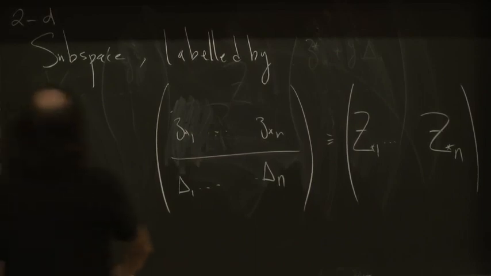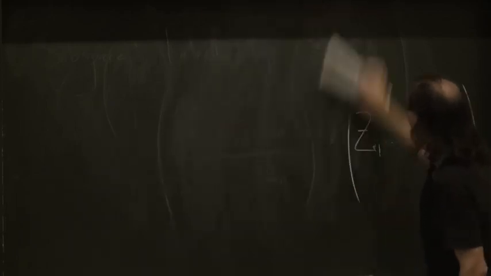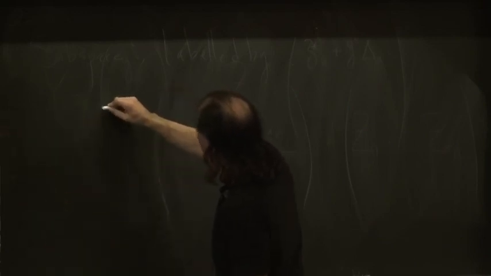But that's not enough. Now I don't have y anymore. I want to say, what is special? What does it look like in z space? Well, this is what it looks like.